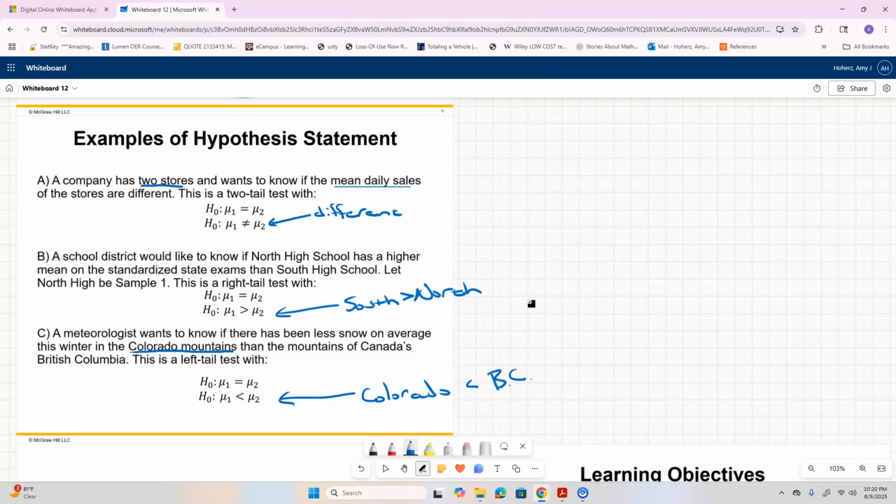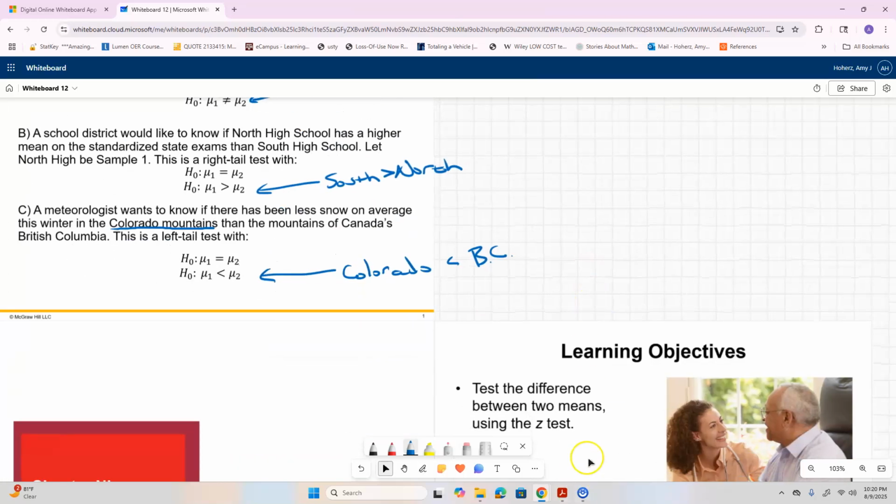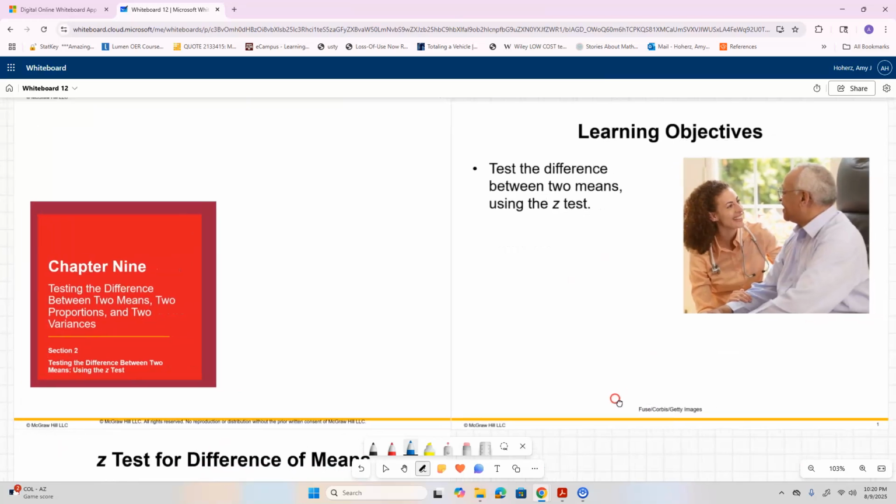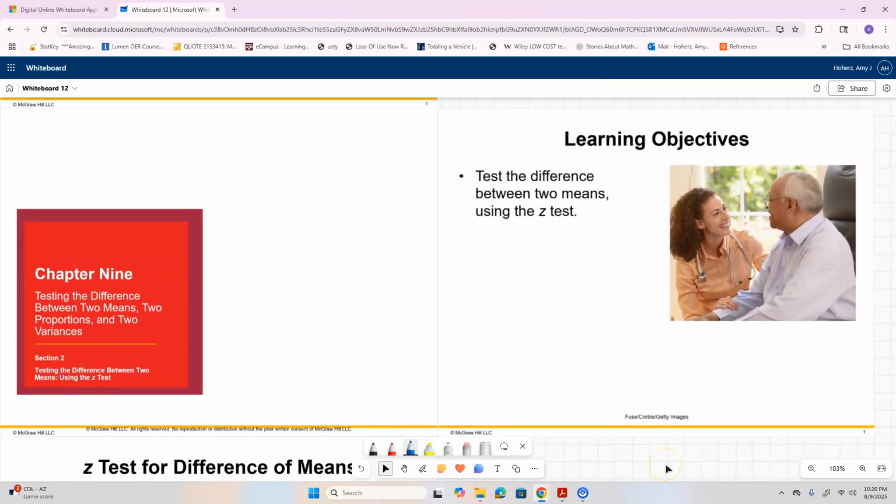And again, there's no numbers in here, so there's literally just 3 ways that you can write the hypothesis statements for these because we don't have the numbers. We just have mu1 and mu2. Okay, so let's see an example of one of these.